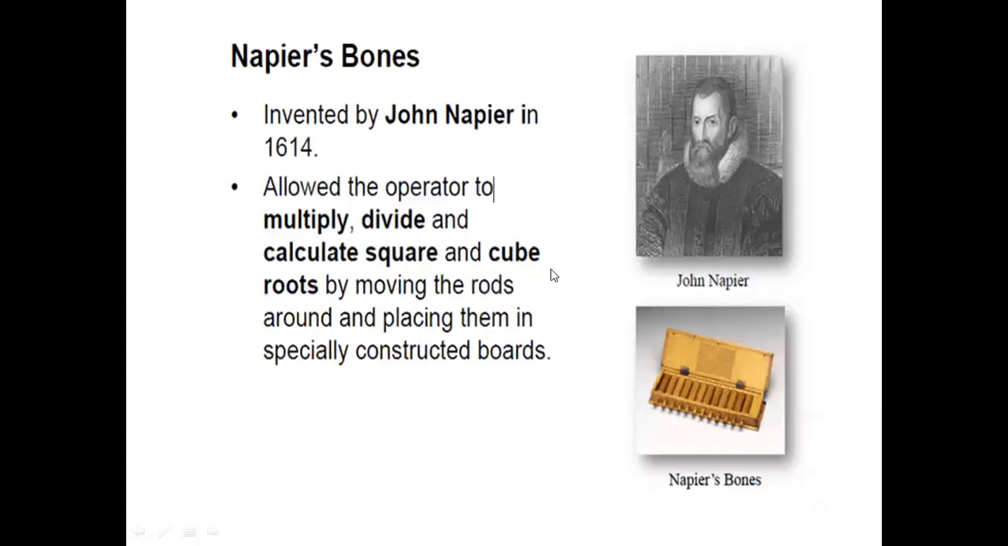So this is what is called Napier's bones. First we have the abacus, then we have Napier's bones, designed by John Napier, and in this we can do multiplication, division, and find the square root and the cube root. This is the person who invented it, and it looks like this.